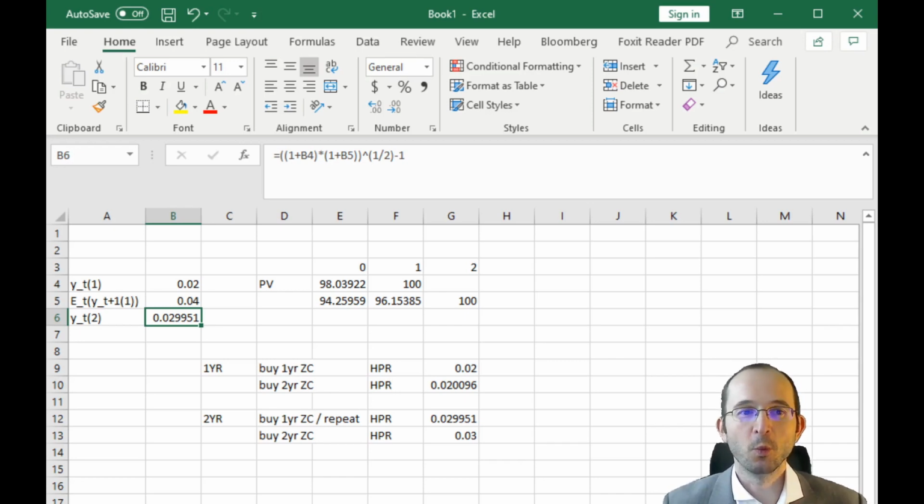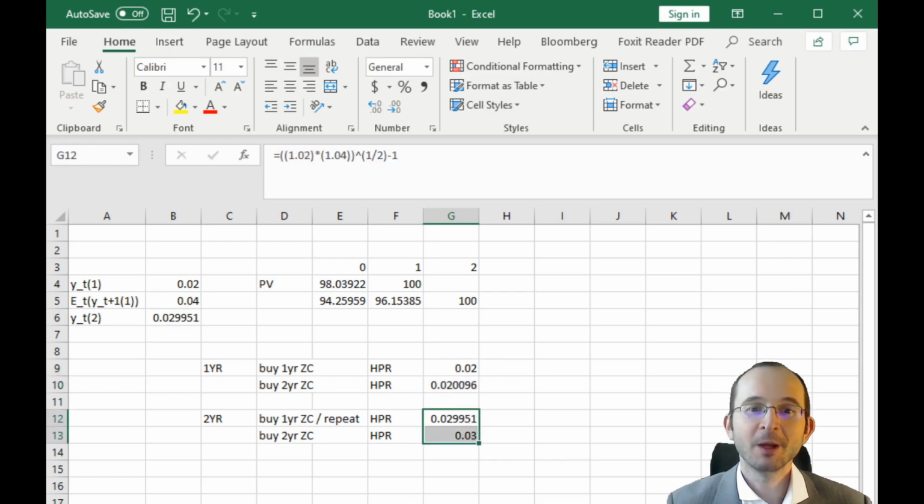If it weren't the case, then they would actually be able to generate an arbitrage trade, because one of these options would be preferable to the other. You could lend at one, invest in the other. That would, of course, cause yields to adjust, so you would actually end up converging to identical holding period returns anyway.